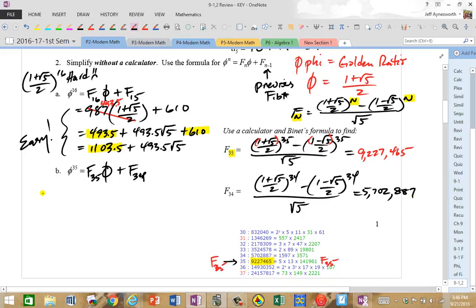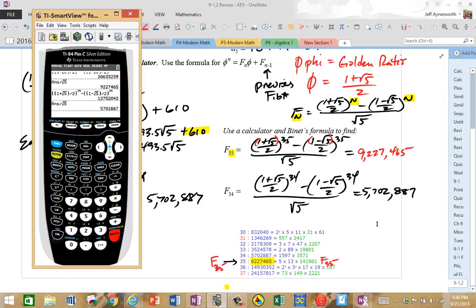All right, so what do we have? So let's simplify this. So here we go. So F35 is the 35th number, which is the one in red here. So 9,227,465 times 1 plus the square root of 5 divided by 2, plus this number here, 5,702,887. Okay, I got to take half here.